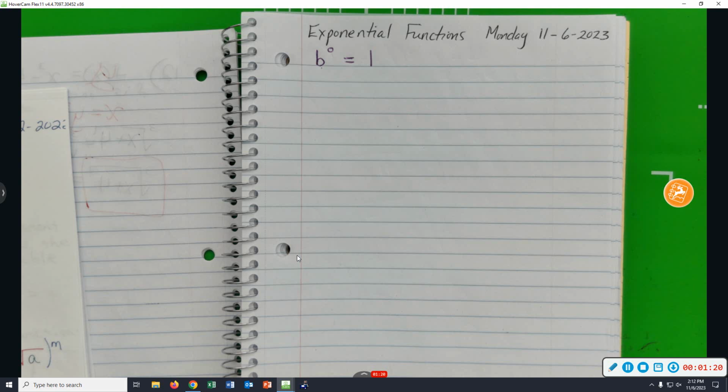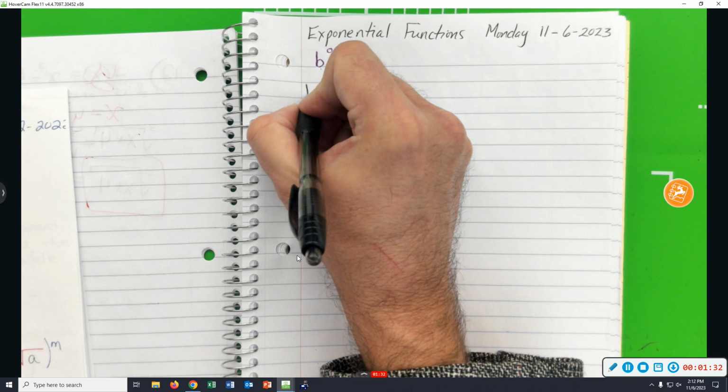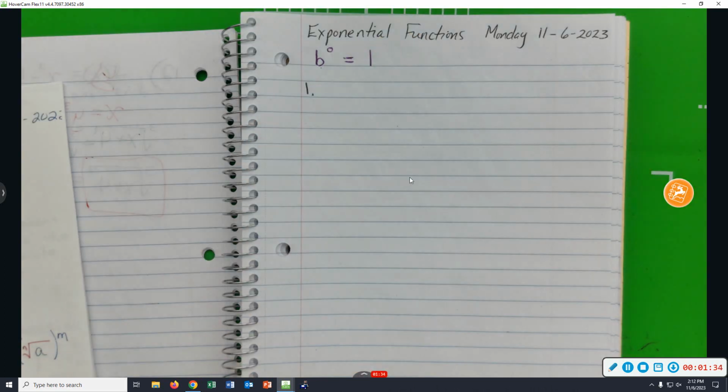It doesn't matter what that base is, provided it's not 0. 0 to the 0 is undefined. That's meaningless. But any non-zero number to the 0 power is defined to be 1.